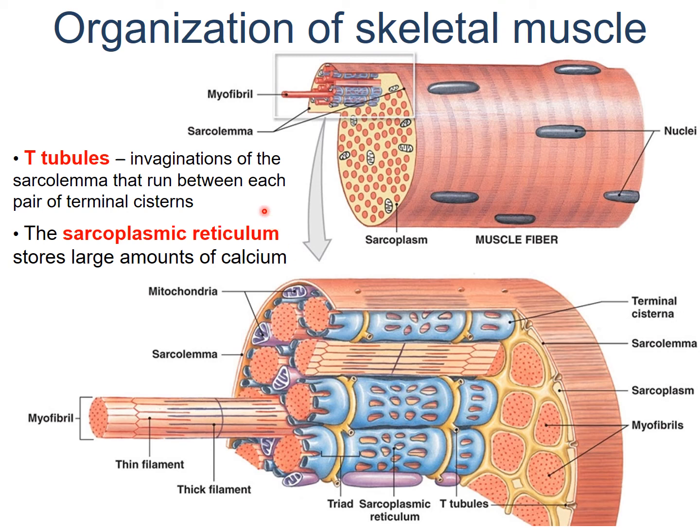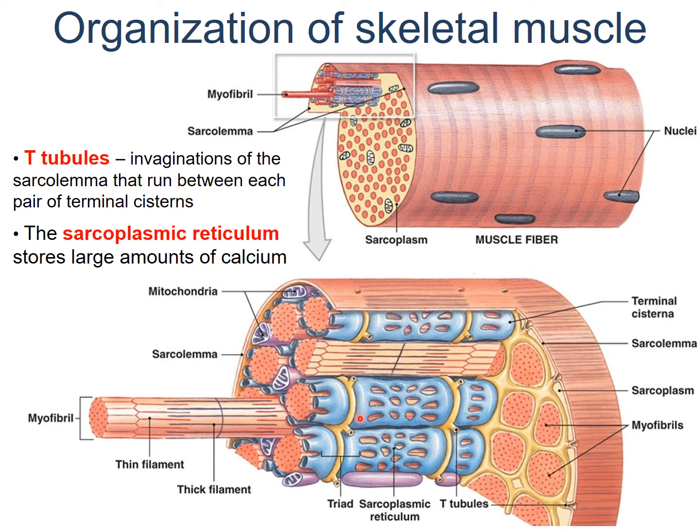Okay, so then T-tubules are invaginations of the sarcolemma that run between each pair of terminal cisterns. Well, yeah, if you find a pair of terminal cisterns that belong to two different sarcoplasmic reticulums, right? This is one sarcoplasmic reticulum's terminal cistern. Here's another sarcoplasmic reticulum's terminal cistern, and then the T-tubule is running in between them. The two sarcoplasmic reticulums are not touching each other, all right? There's a T-tubule that runs between them.